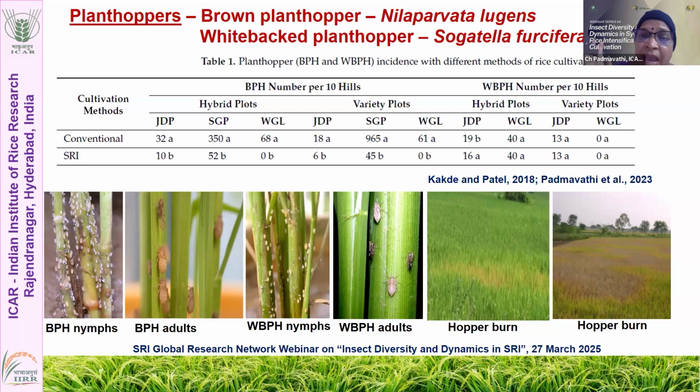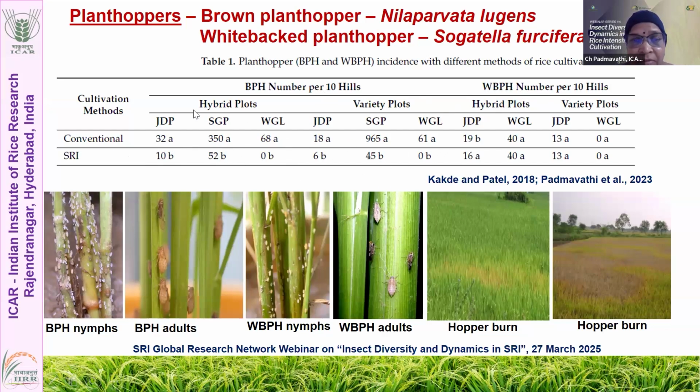This is a highly migratory pest. It comes from some other place, and wherever a field is there, it will cause damage like this, which is known as hopper burn. If you see the BPH and WBPH numbers, they are very, very low in the SRI method, which is a real advantage.